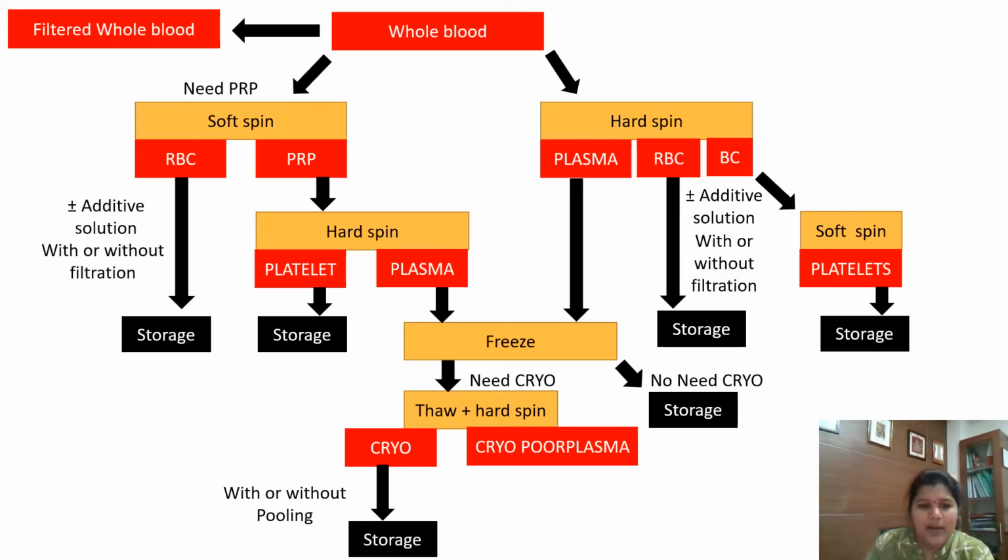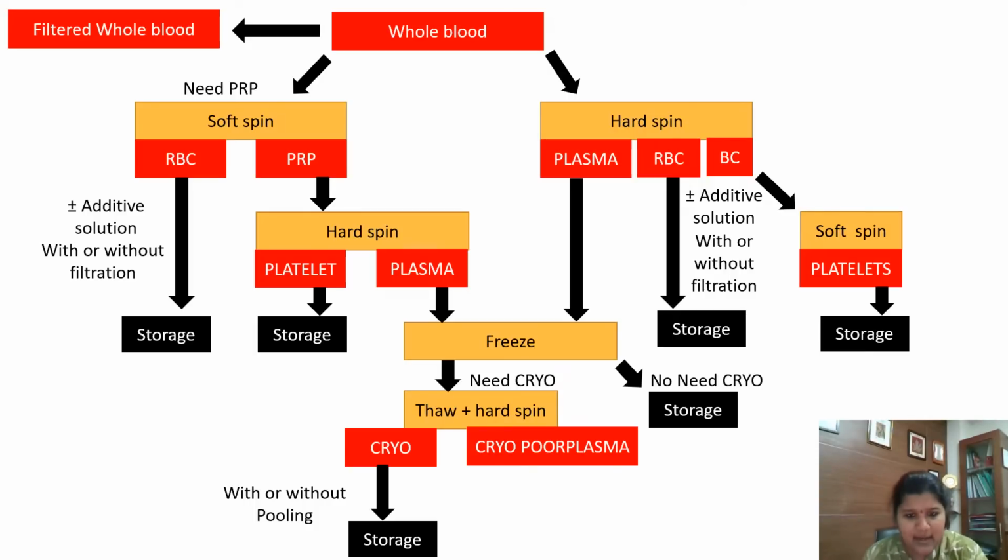Now, if we are not planning for taking a PRP, the other method is that we can directly put the whole blood to a hard spin. The hard spin will first initially separate the plasma, and then there will be an RBC and then a buffy coat layer. The buffy coat layer that is in between will then be subjected to a soft spin. After soft spin, we obtain random donor platelets.